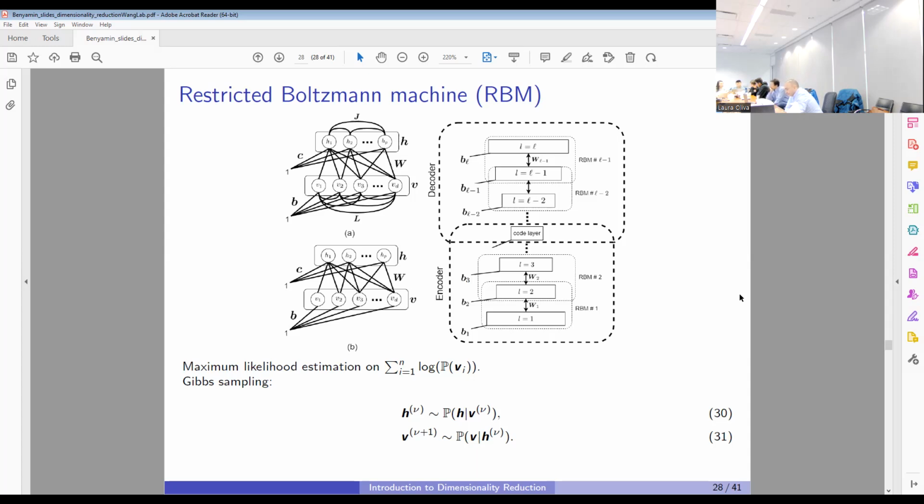It's maximizing the likelihood; it uses maximum likelihood estimation for that. It also uses Gibbs sampling. So it samples the hidden variable conditioned on the visible variable once, and then samples the visible variable conditioned on the hidden variable. And Hinton, what did he say?